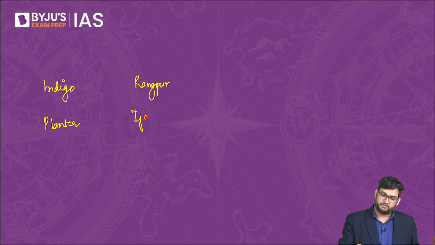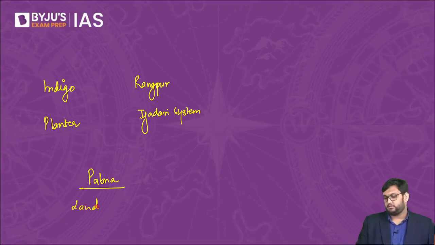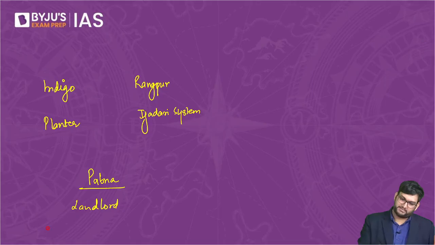Now, what have we done till this point? We've discussed Indigo. Indigo is planter. We discussed Rangpur. Rangpur is the Ijaradari system. Thereafter, you have Pabna, which is the landlord. The outcome here is the Indigo Commission.